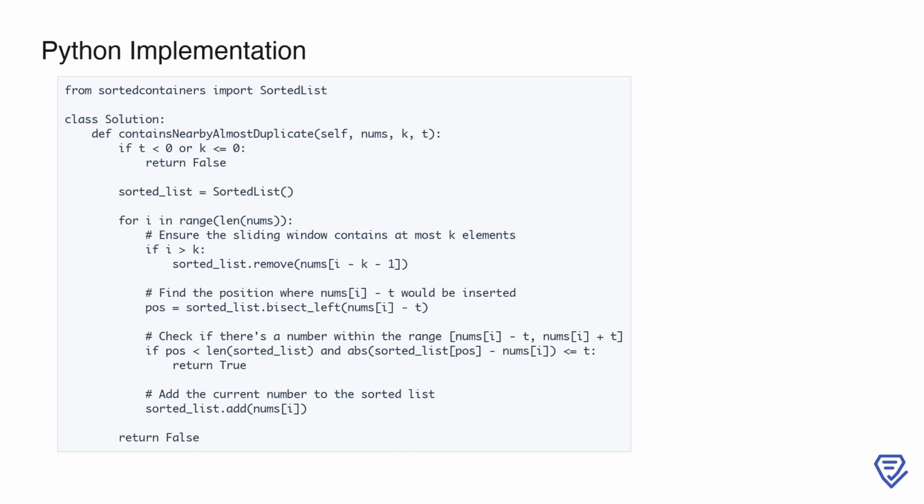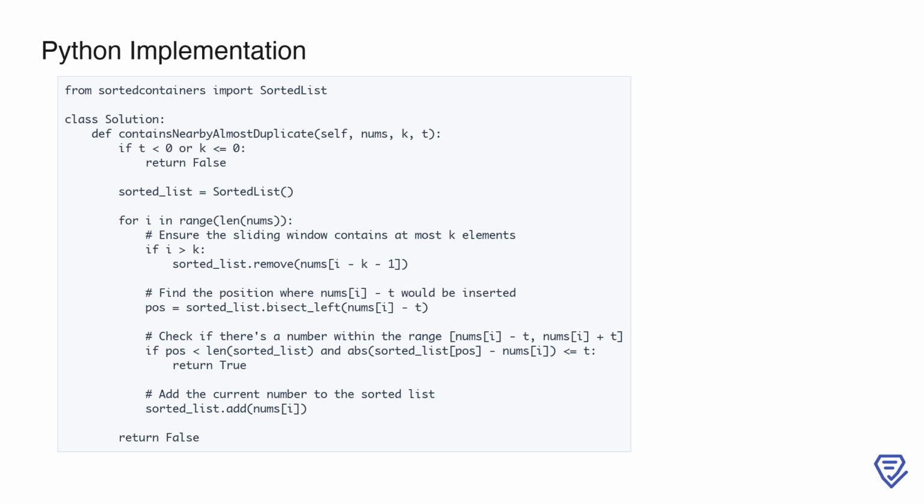One, edge case handling. The function starts by ensuring that if t is less than 0 or k equals 0, it immediately returns false, as these cases violate constraints. 2. Sliding window maintenance. The sorted_list tracks the numbers in the current sliding window. If the window size exceeds k, the oldest element is removed to maintain the size constraint. 3. Binary search for range check.